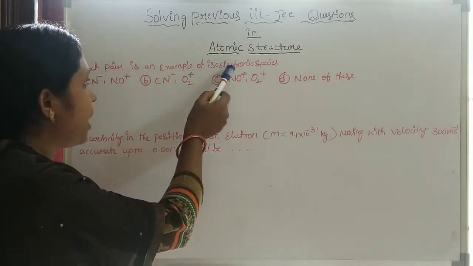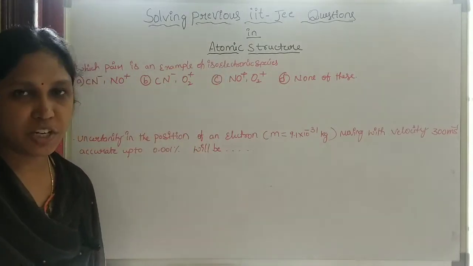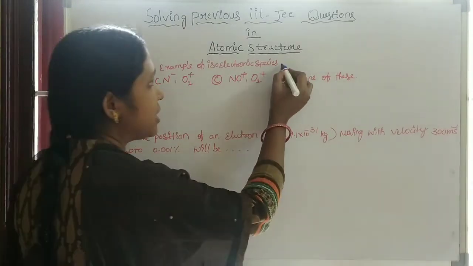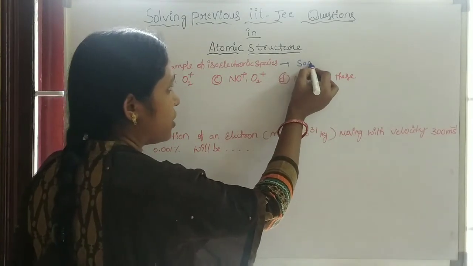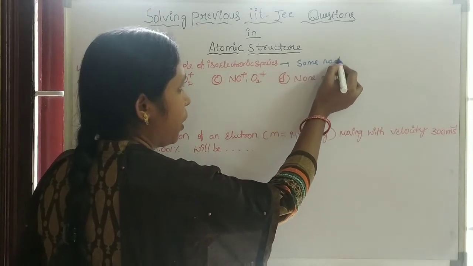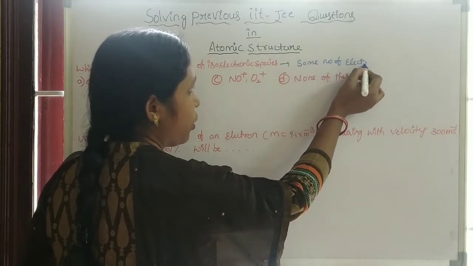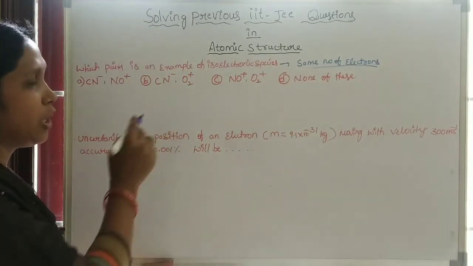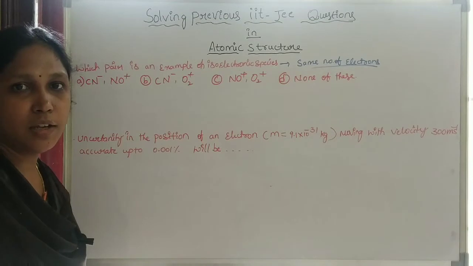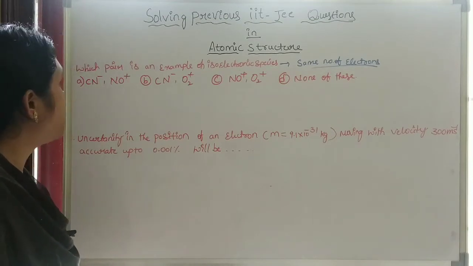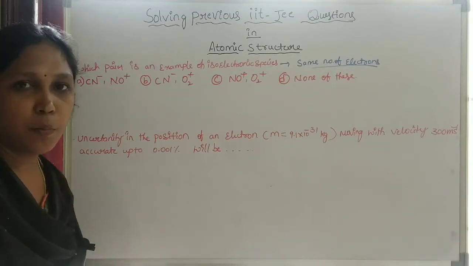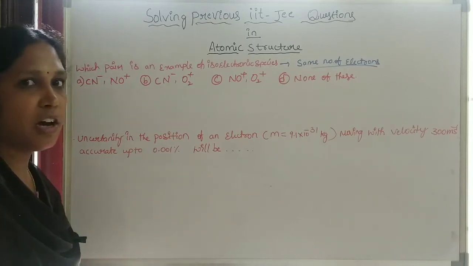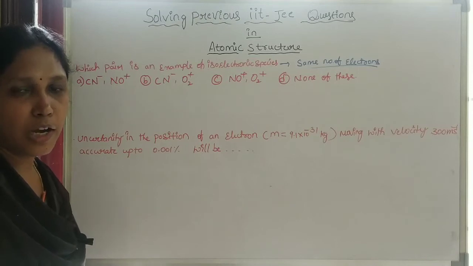Which pair is an example of isoelectronic species? What is the meaning of isoelectronic? Isoelectronic means the same number of electrons. In the given options, one of the pairs of ions has the same number of electrons.